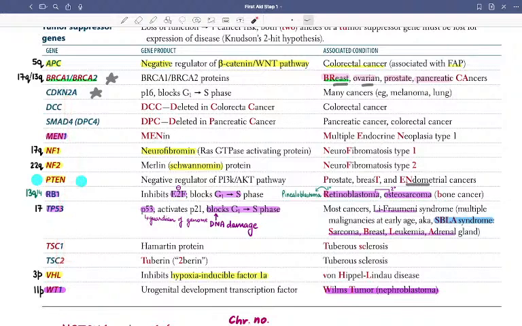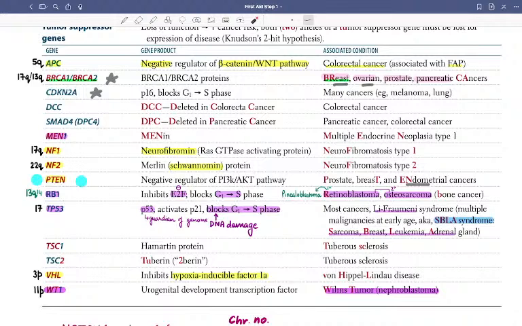Tuberous sclerosis, we'll come across this tomorrow. There were mitral valve issues. What else in tuberous sclerosis? You have those leaf, something leaf. Then there was renal angiomyolipoma.